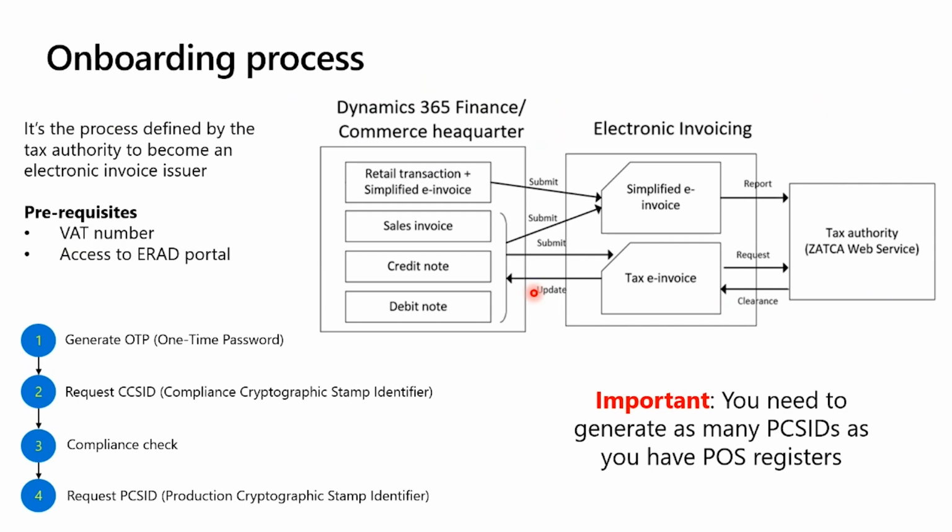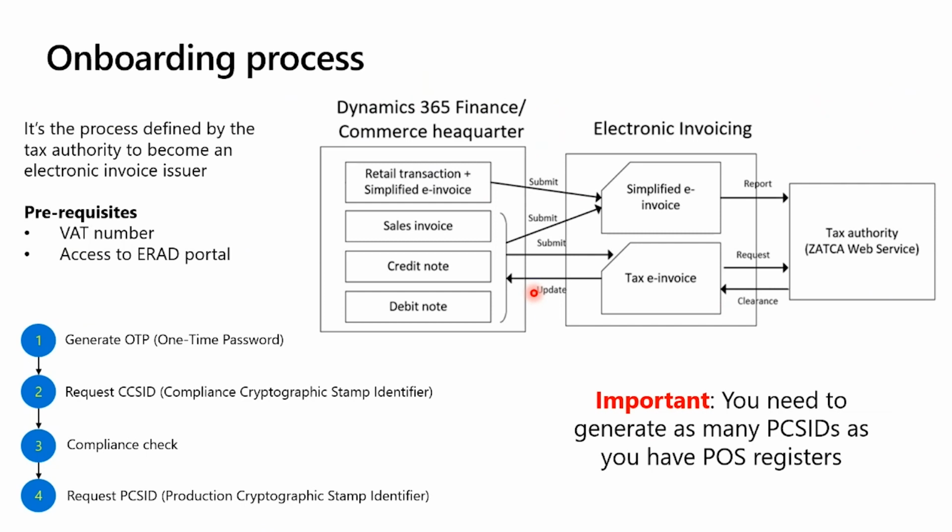You can then request a so-called production cryptographic stamp identifier, which is basically the digital certificate that you will use in production for the generation and digital signing of electronic invoices and then authenticating with the government portal. All right, so this is the general onboarding process.